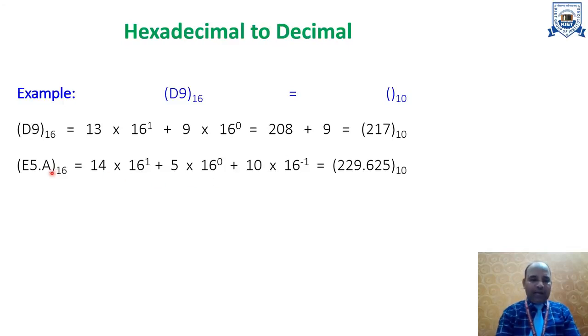Again we will apply the same approach. The E, which means 14 in hexadecimal, gets multiplied by 16 to the power 1, which is the weight of this E, and the 5 gets multiplied by 16 to the power 0. Then for the fractional part we multiply this A. You can remember A is represented with 10, and 10 is multiplied by 16 to the power minus 1 because A is after the point in this number. Now we can compute the final value, which is equivalent to 229.625 in base 10.